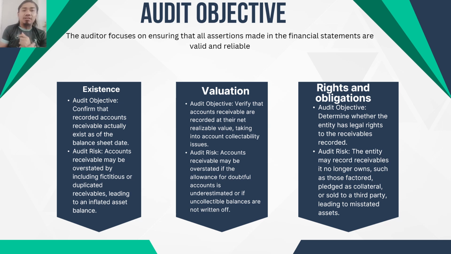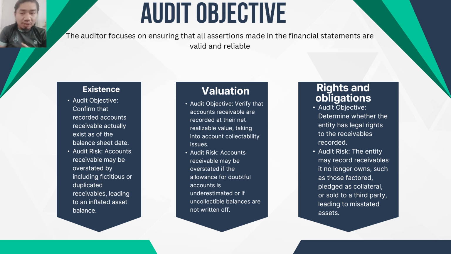Okay, last but not least, we will go to rights and obligations. This assertion addresses whether the entity has legal ownership rights to the receivable recorded. The risk is that the company may report receivables that are no longer owned, such as those that have been factored, pledged as collateral, or sold to other parties, which will lead to a misstatement of the asset.